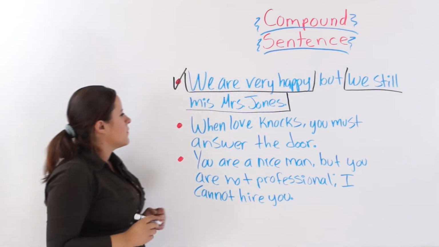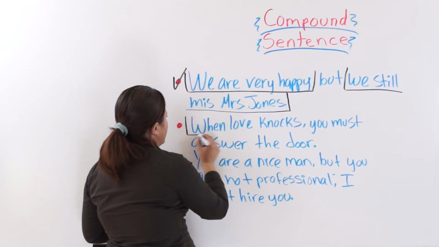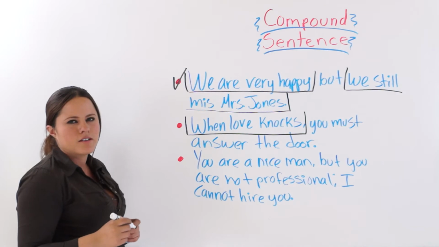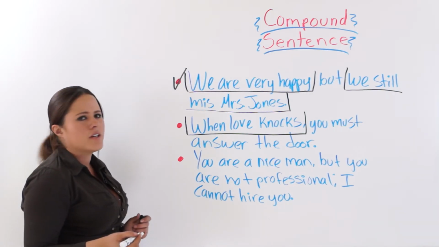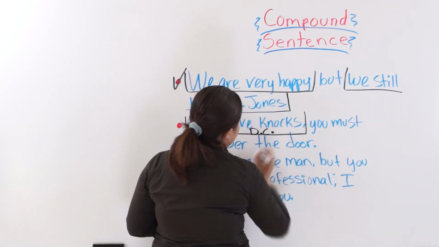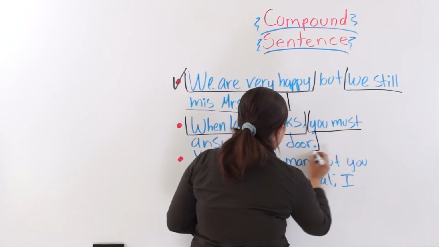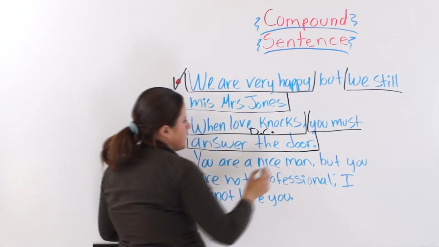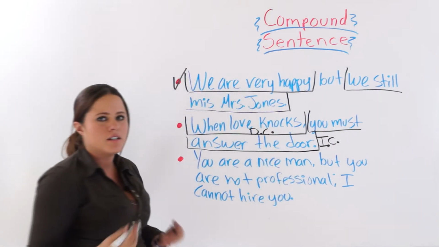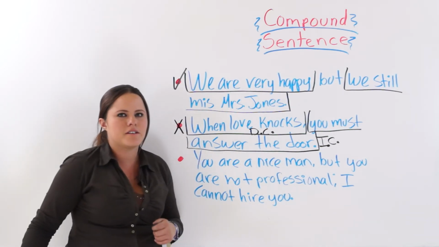The next one says, "When love knocks." Does this make sense by itself? When love knocks, period. No, it doesn't, right? So this is a dependent clause. You must open, you must answer the door. This is an independent clause that makes perfect sense by itself. So we have a dependent clause and an independent clause. This is not a compound sentence.